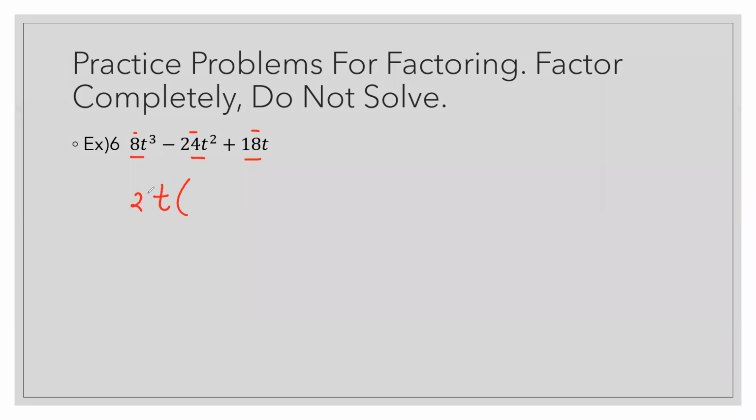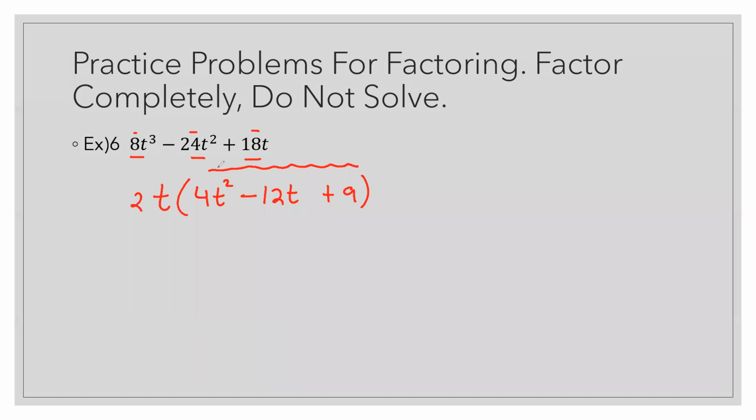So what do you have to multiply 2t by to get the first term? Well, you need a 4, and then you need a t squared, right? And then what do you have to multiply 2t by to get negative 24t squared? You need a negative 12 and then 1t. And lastly, what do you have to multiply 2t by to get 18t? You need a 9, because 9 times 2 is 18, and no more t's. So inside parentheses, can that be factored even more?